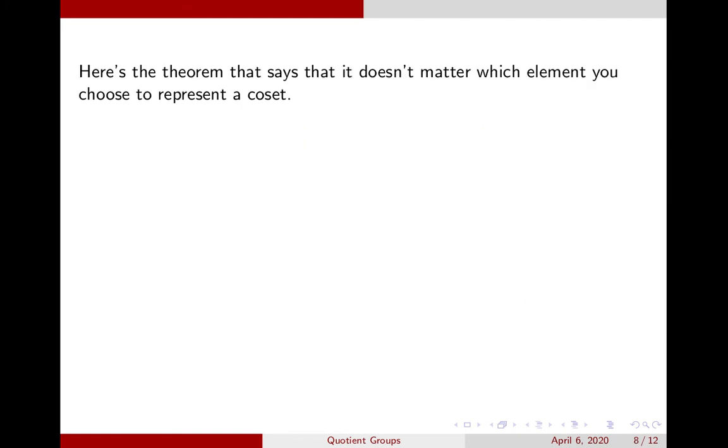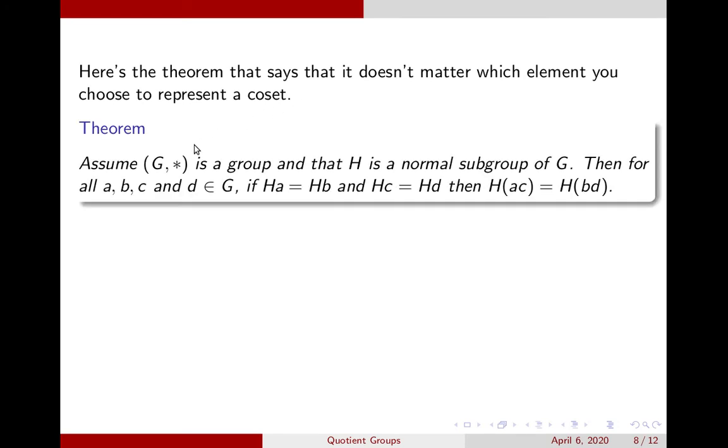Okay, and now here is the theorem that says when you're multiplying right cosets, the choice of the representation of the coset doesn't matter. So we assume G star is a group, and that H is a normal subgroup of G. Now we're taking 4 elements of G, a, b, c, and d, and we're assuming that the right coset determined by a is the same as the right coset determined by b, and that the right coset determined by c is the same as the right coset determined by d.